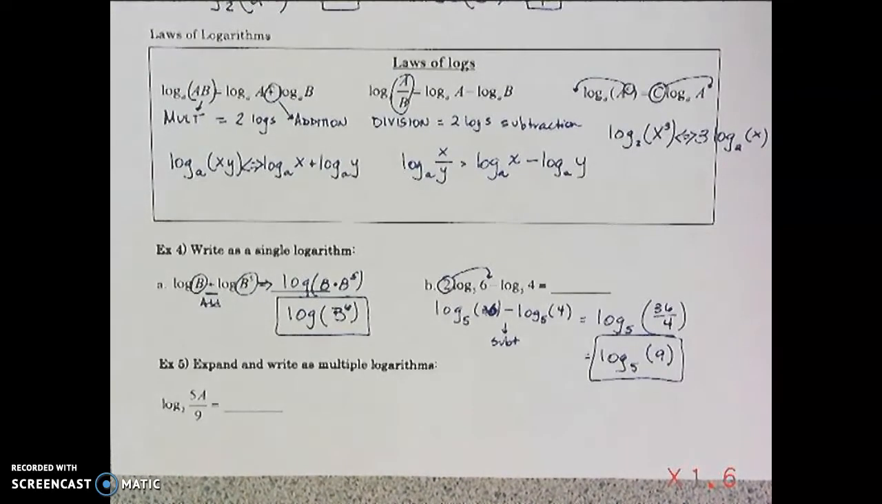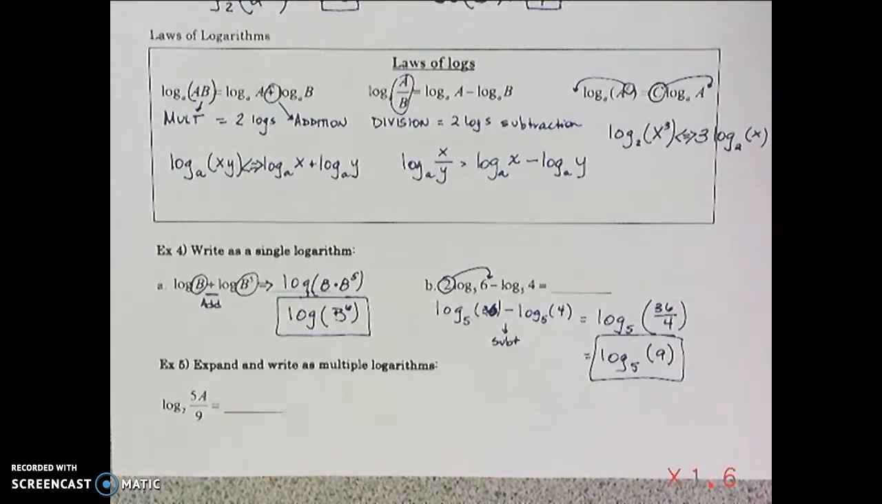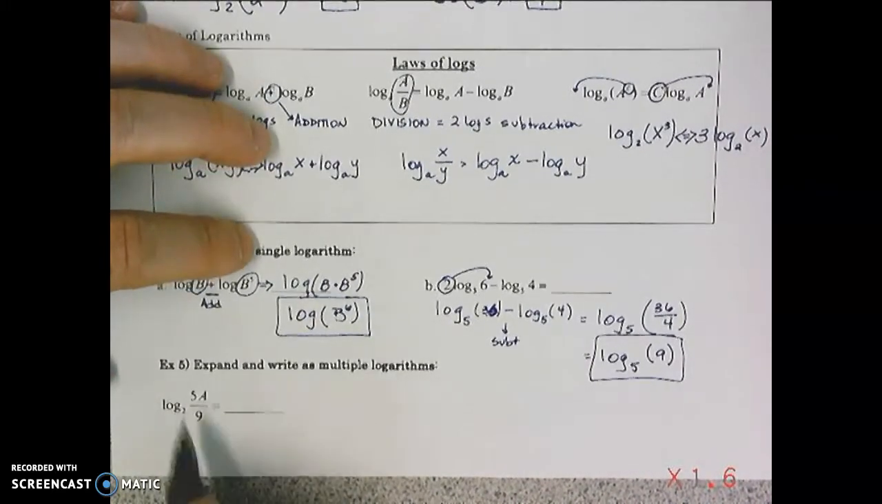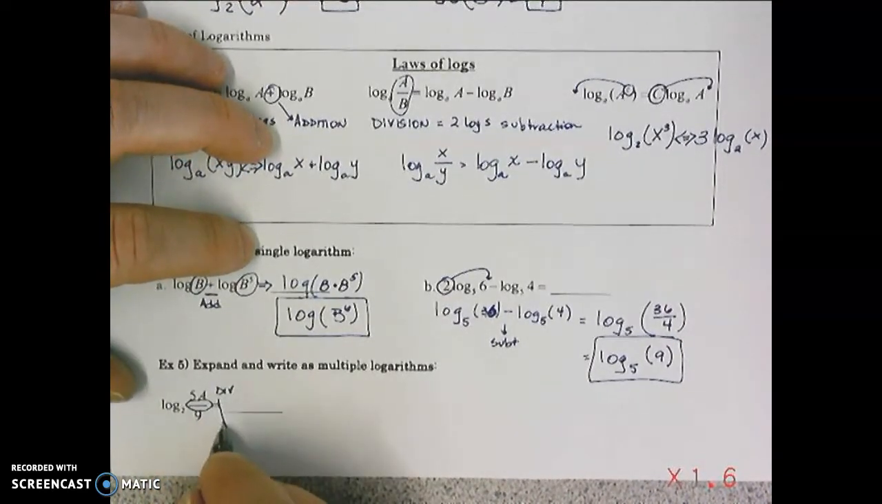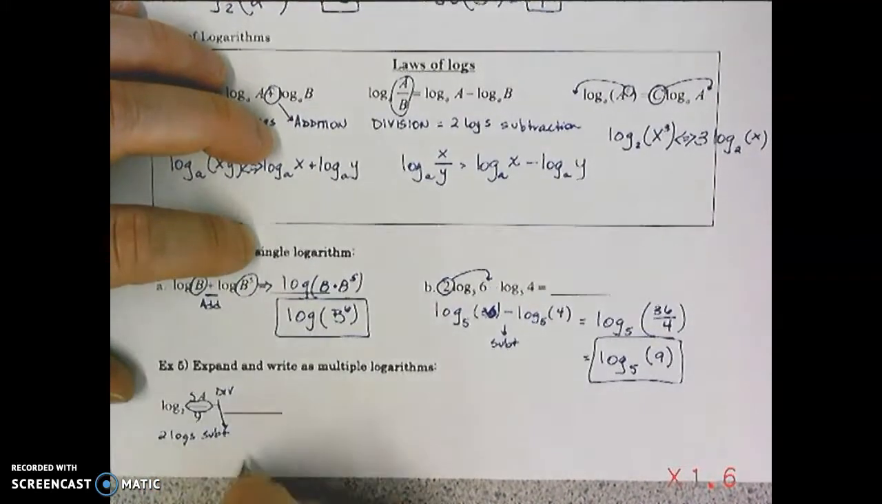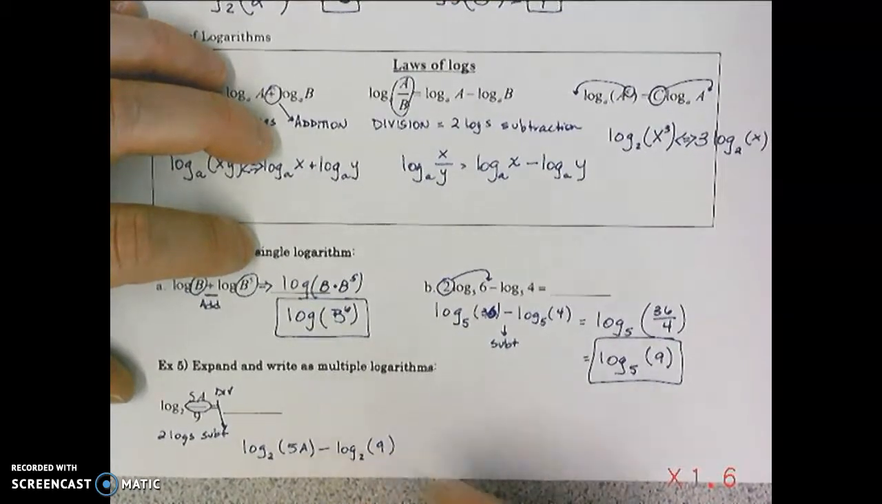Example 5 says expand and write as multiple logarithms. Right now we have 1 logarithm. We have some division going on. We also have some multiplication going on in the numerator. Okay. So let's start by expanding this using our division rules. So right now we have 1 log of division. That should lead us to 2 logs of subtraction. So we'll have log base 2 of 5a, the numerator, minus log base 2 of 9, the denominator.